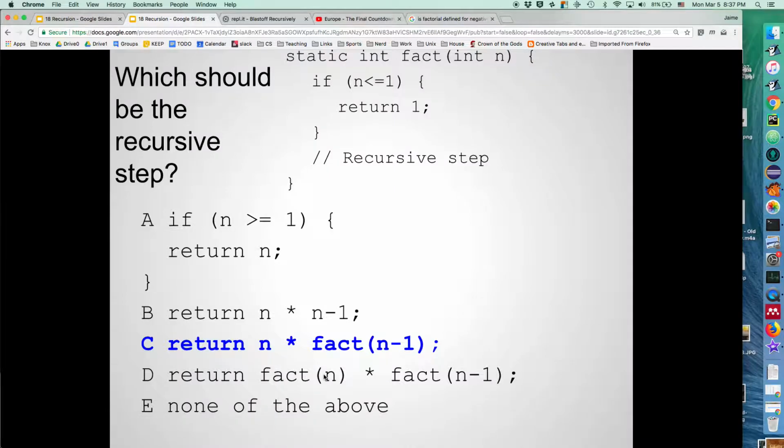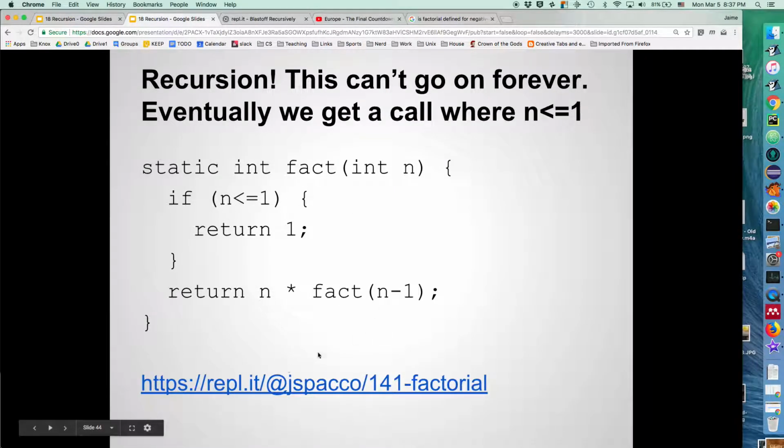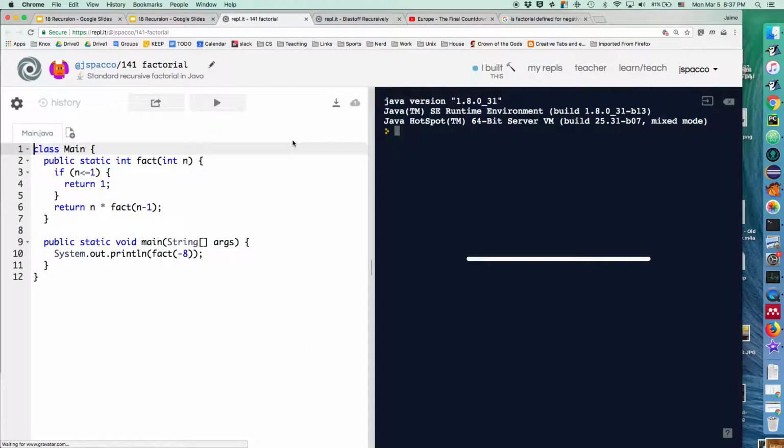So, putting it all together, here's our base case, along with this n less than or equal to 1 to make sure if we get nonsensical values, we at least don't go on forever with the recursion. And then here's our recursive step. I went ahead and put this on REPL. Here we are in REPL. We can go ahead and run this, and it should print 100.